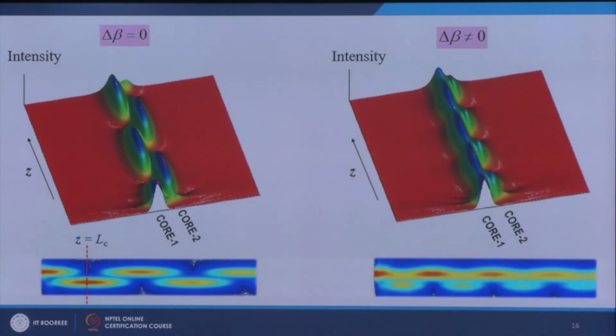Well, when delta beta is not equal to 0, you can see that it is not maximized and there is still some power left here. So, there is no complete transfer of power. This is much more clear from this contour plot. You launch power here, there is a maximum transfer of power at this distance, but this is not 1, there is no complete transfer of power.